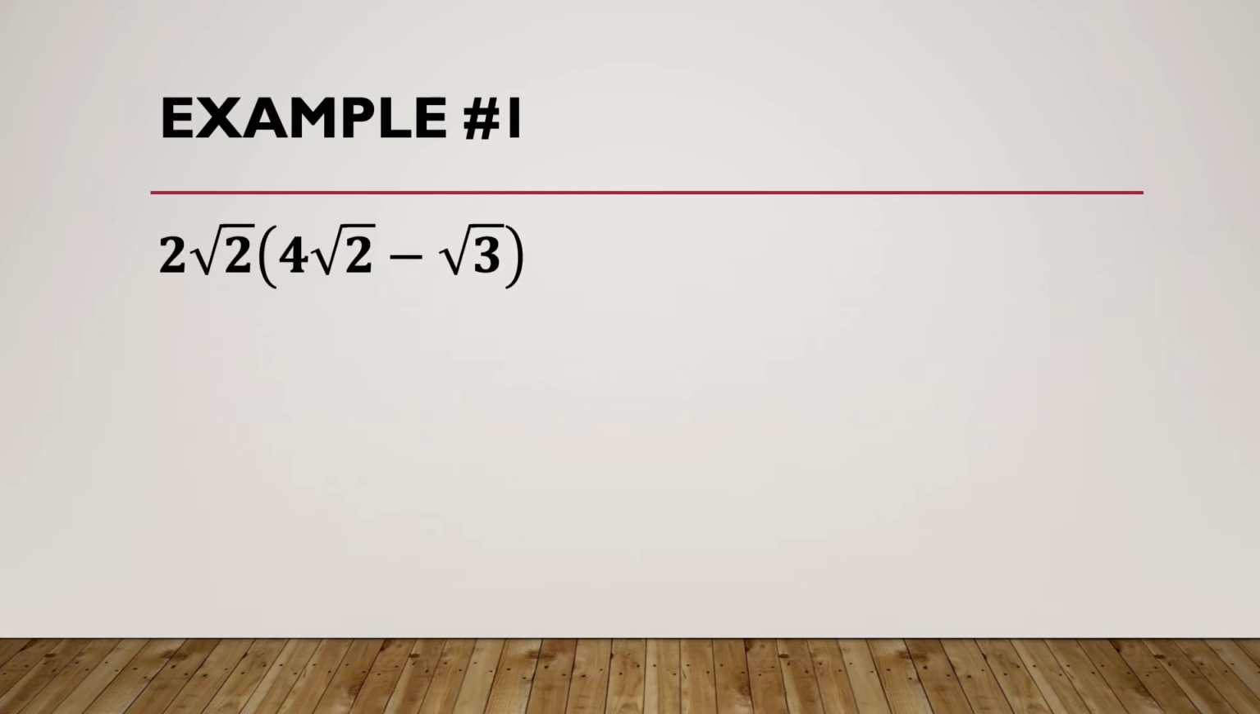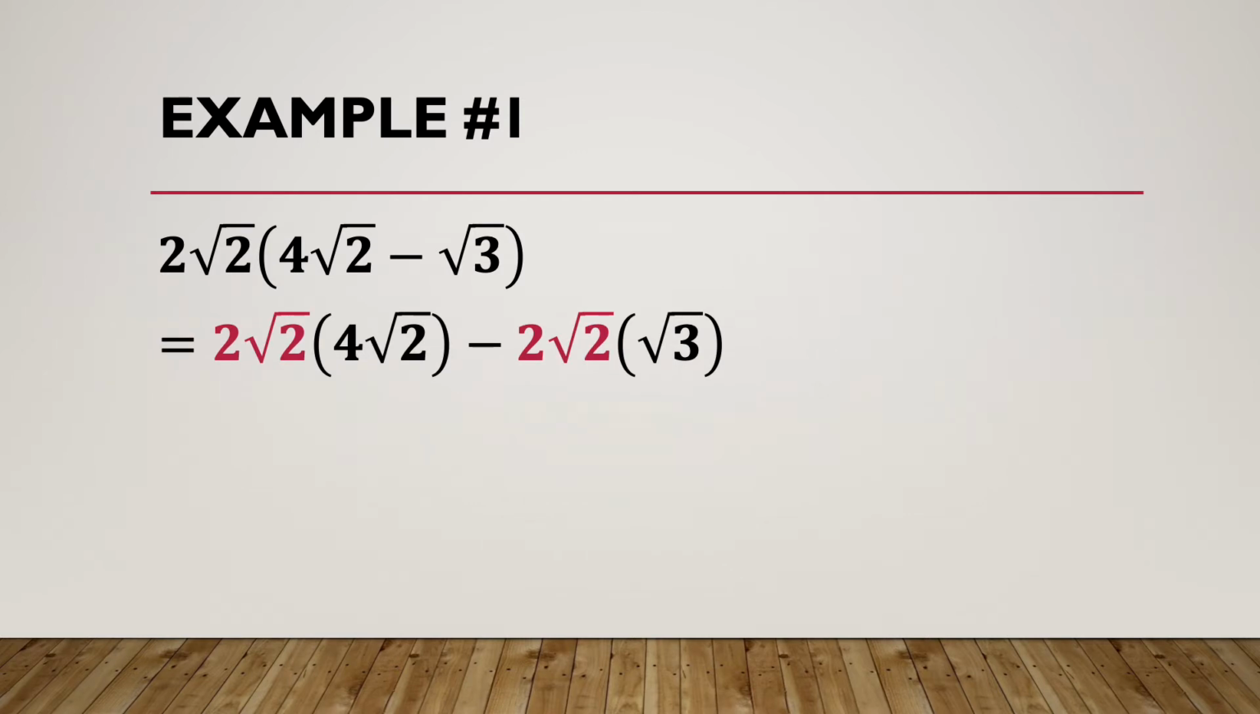Example number 1. 2 square root of 2 multiplied to the difference of 4 square root of 2 and square root of 3. In this problem, we will distribute 2 square root of 2 to each of these terms. So we have 2 square root of 2 multiplied to 4 square root of 2 minus 2 square root of 2 multiplied to negative square root of 3.